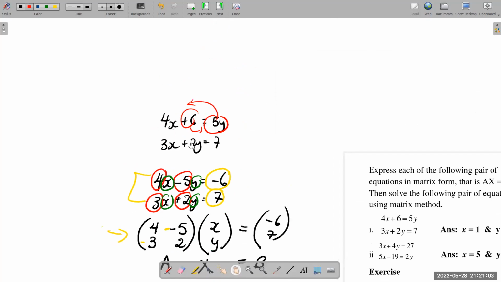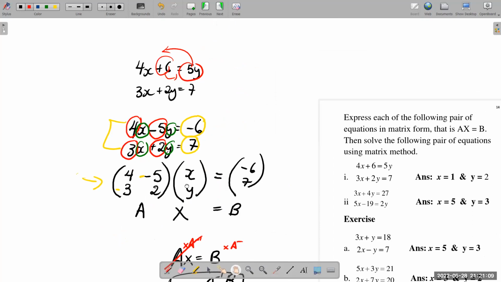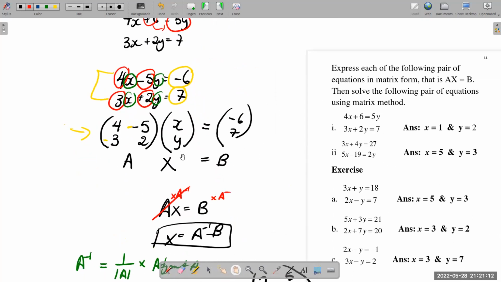What's the word, guys? You have to take the simultaneous equations and represent them in matrix form. That's what we did here. And the most important part is this AX equal B thing. That's the representation of this format.